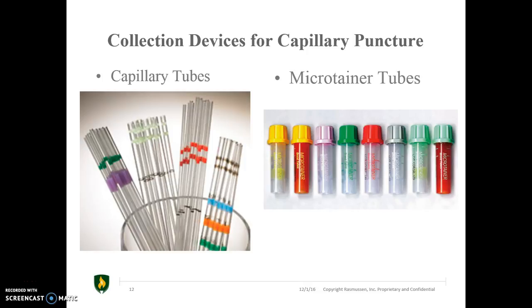There are two types of collection devices for capillary punctures. One is a capillary tube. The other is a microtainer tube. Capillary tubes are designed to pull blood into the opening of the tube. They can be glass or plastic again. Any that are blue-tipped typically mean that they have no additive in the tube, where a red-tip one typically means it has heparin to prevent clotting. Microtainer tubes are just simply smaller versions of your vacutainer tubes, and they only need a small amount of blood again.